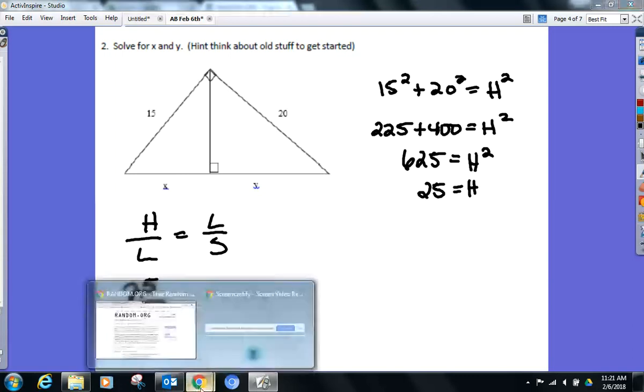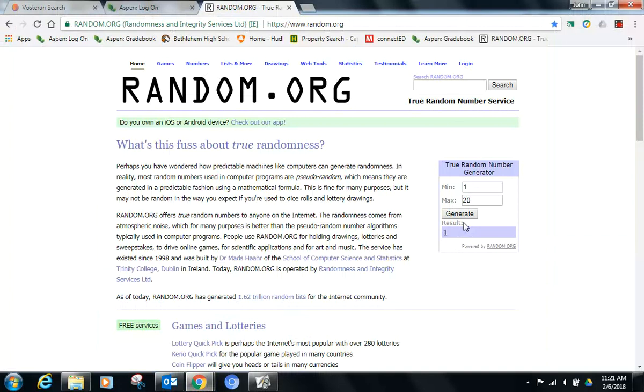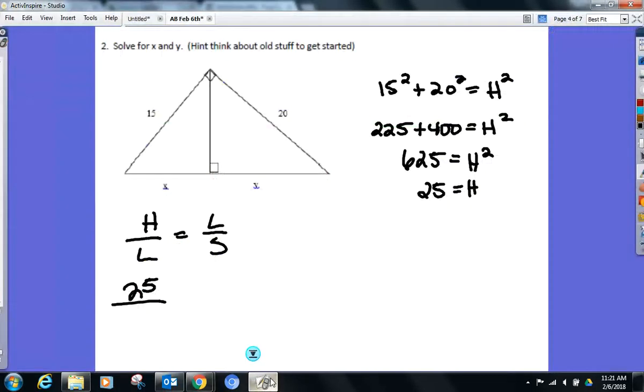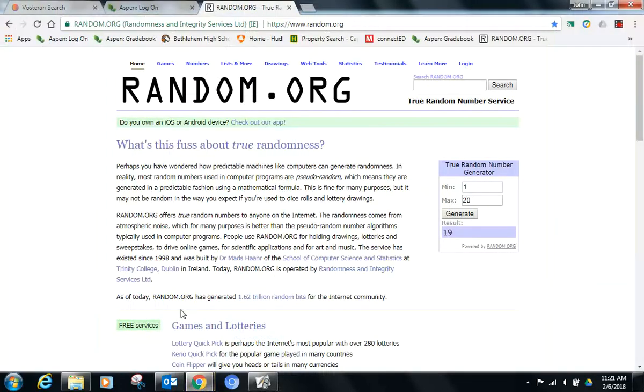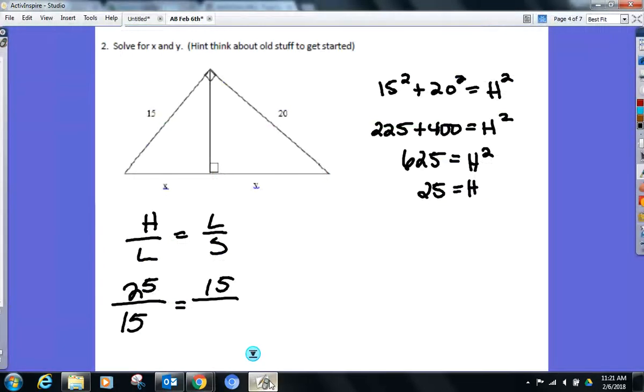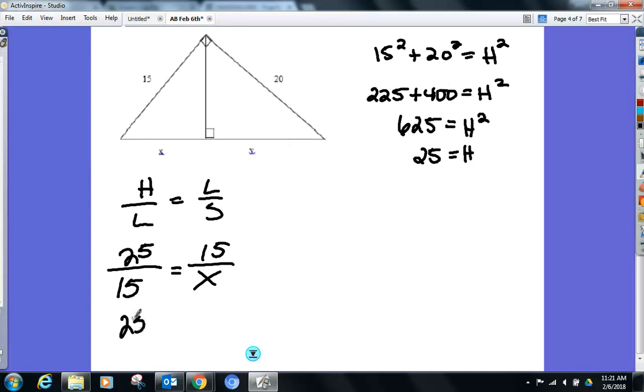Give me a leg. It's your choice. 15. Sure, 15. Legs are the same in hills. If we pick 15, what segment are we going to solve for then? What segment are we solving for? X. There we go. Nice. Is that 225? All right, how many quarters are in $2.25? 9 quarters.